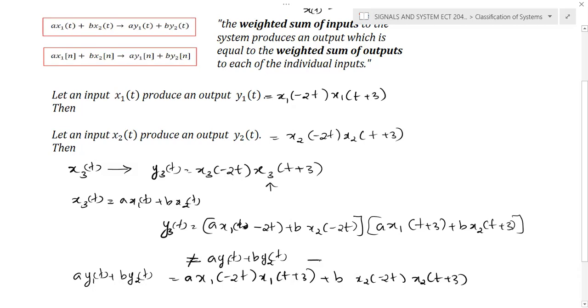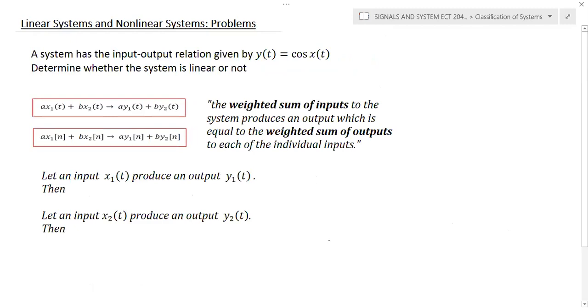So we can conclude that the given system is non-linear because it does not obey the linearity property. If you can write the given equation in this particular format, then we can call it a linear system. In this particular question, we cannot write it as a linear combination of outputs. The system is non-linear. Now we can verify y of t is equal to cos x of t.